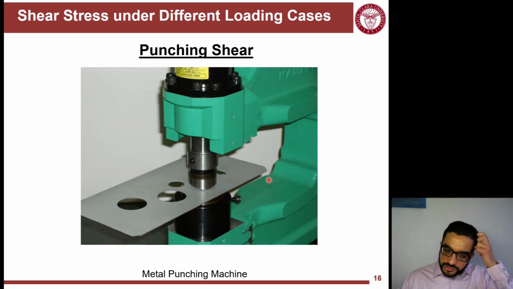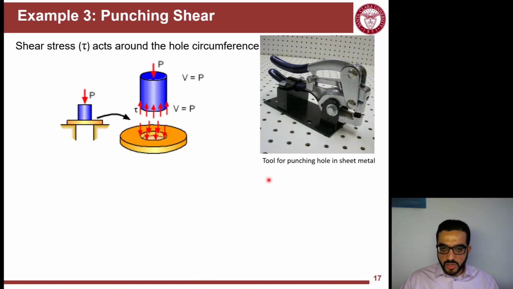So we covered single shear, double shear. Another type of shear is punching shear. Punching shear is a very common action in shops. When you want to make a hole in a sheet of metal, you have a punching machine. The punching here, making this hole, is just a pure shear action. We want to analyze here how to calculate the shear stress. So we'll go to another little example here.